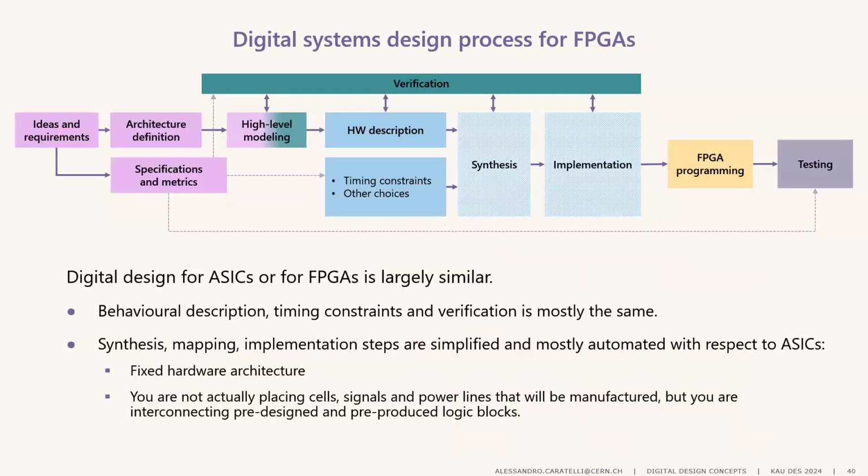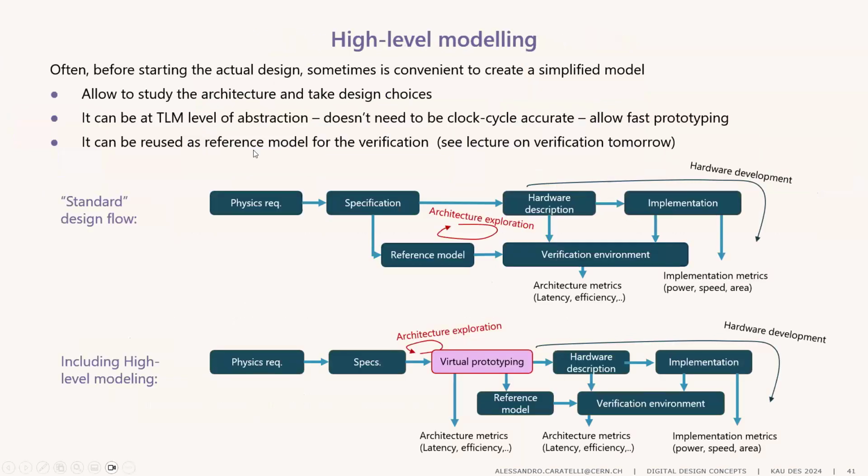So let's go a bit inside this design flow. Let's start from this high-level modeling, which is not always necessary, but it's useful. Often, before starting the actual design, it can be convenient to create a simplified model of the system. This allows you to study the architecture and take design choices. This can be at a high level of abstraction, like transaction-level modeling and so on, and does not need to be clock-cycle accurate, because it allows you fast prototyping.